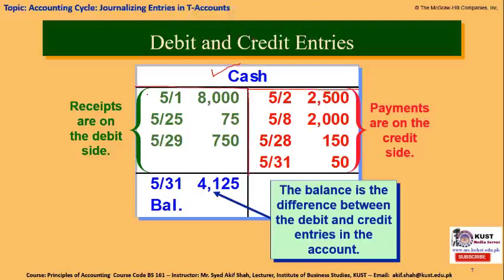Then first of all, we have to mention the reference date point, whatever the date is. And then in front of this date, we have to mention the relevant dollar sign and the amount. And finally, at the time of balancing and differentiating, we have to insert another single line and then mention the differential or the resultant value in the column which is greater than the other one. And this is our final balance for the cash account.